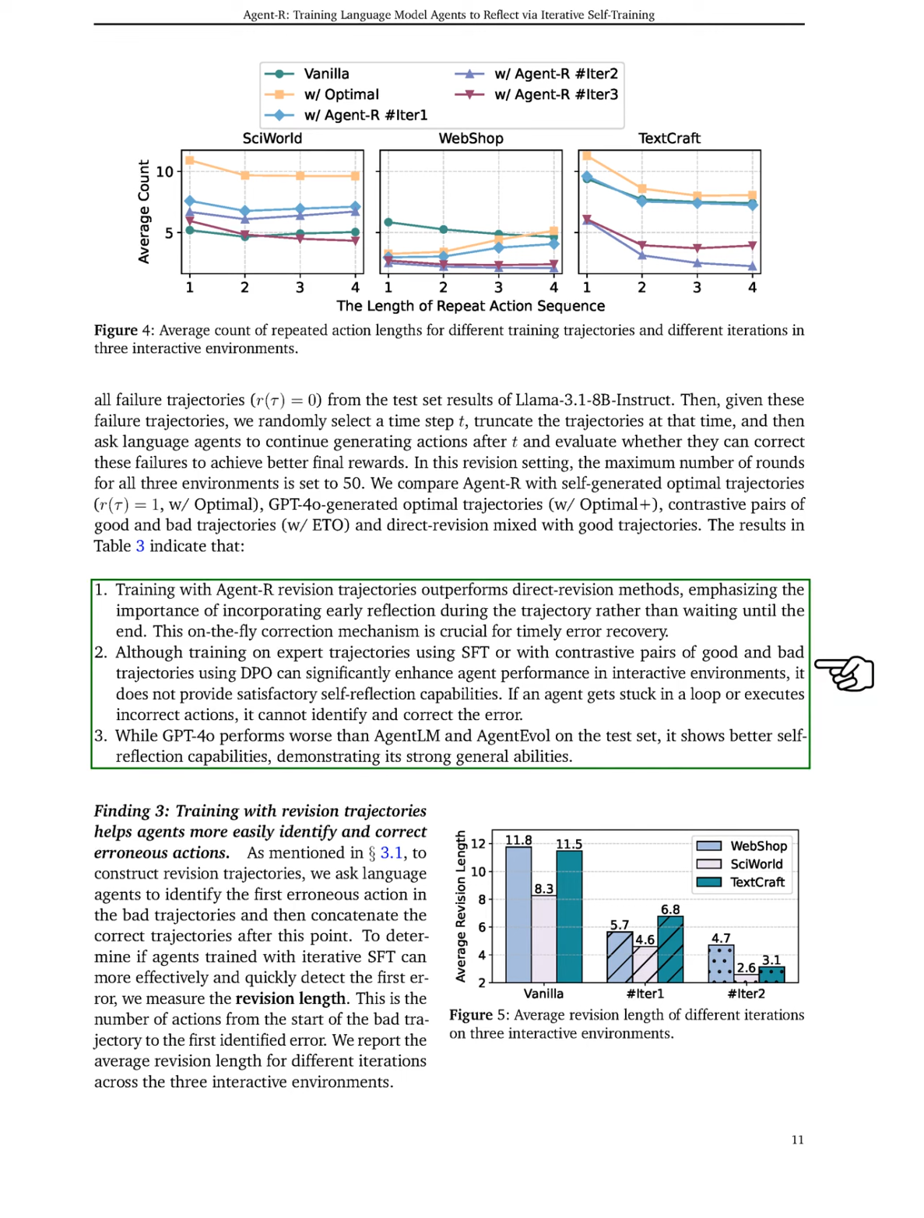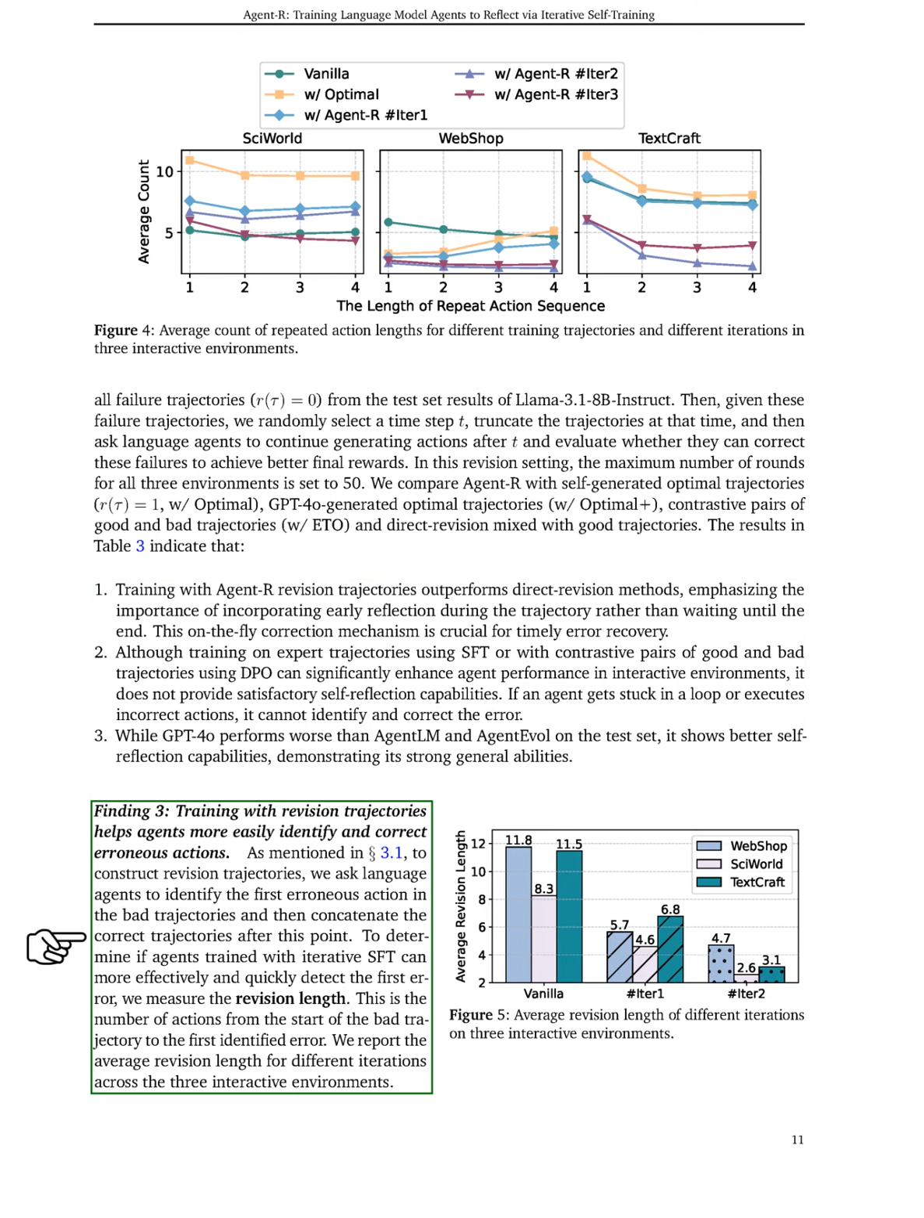Finding 3. Training with revision trajectories helps agents more easily identify and correct erroneous actions. In this section, we present our findings on the impact of training with revision trajectories on agent performance. Finding 3 highlights that training with revision trajectories enables agents to more easily spot and correct mistakes. We construct these trajectories by having agents identify the first mistake in a flawed sequence and then append the correct actions from that point onward.